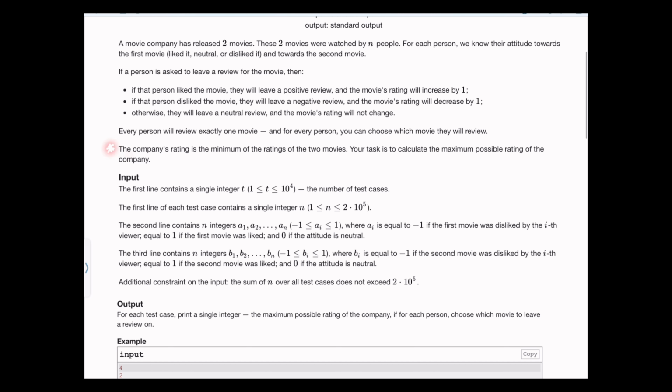We say that the company's rating is the minimum of the rating of the two movies. So suppose for movie 1 the rating is 4, and for the other movie the rating is 5. The company's rating will be the minimum of these two values, which is 4. Our task is to calculate the maximum possible rating of the company. It means the movie with the lesser rating is the one we have to maximize, because the minimum of the two movies is the company's rating.